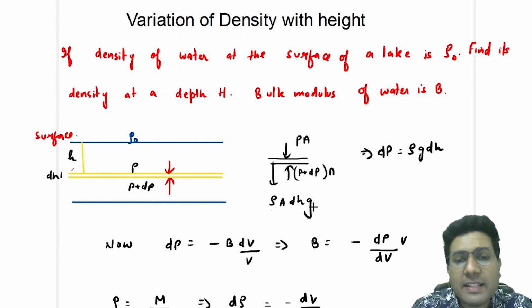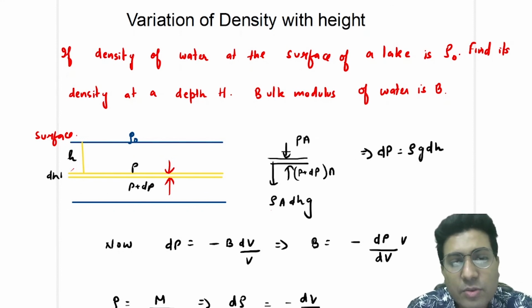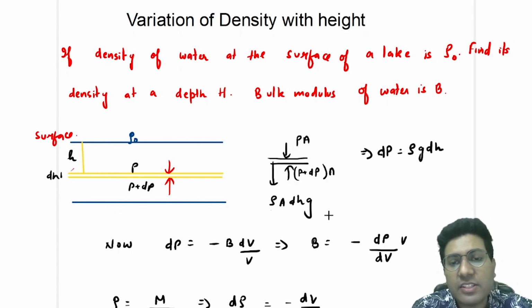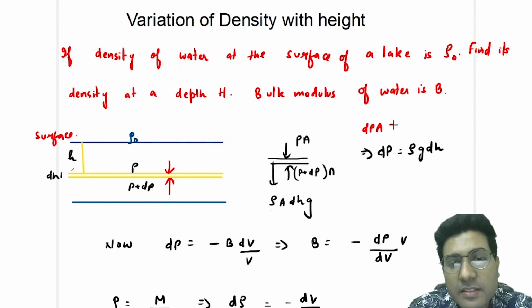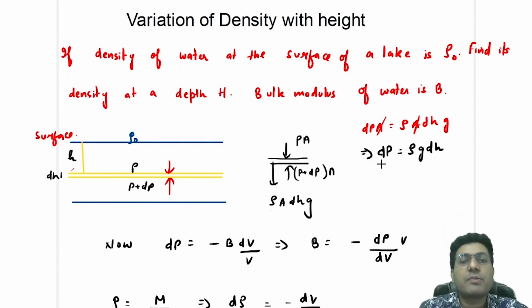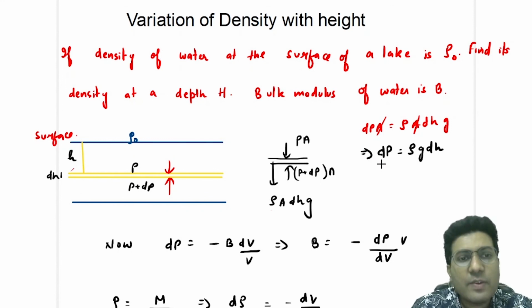Now if you balance the net force, the two PA cancel, so the net upward force is dP A, and the net downward force is rho A dh into g. So from this you will get dP A is equal to rho A dh into g. A cancels out, you will get dP is equal to rho g dh. So we have one relation, dP is equal to rho g dh.